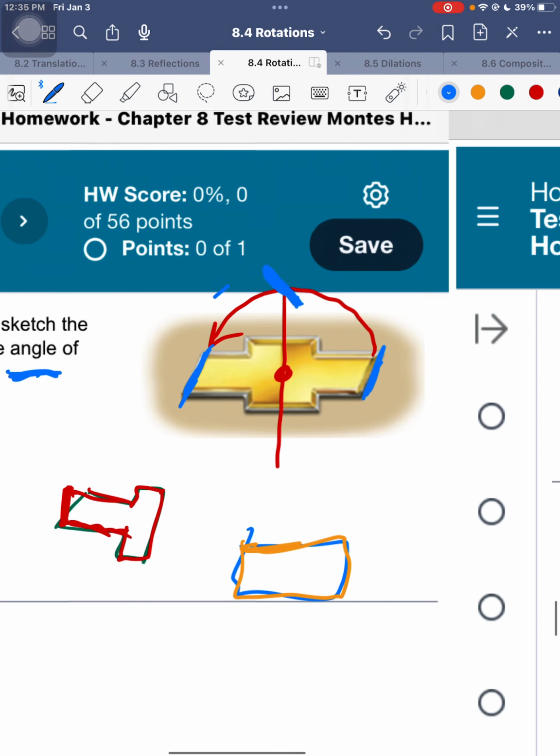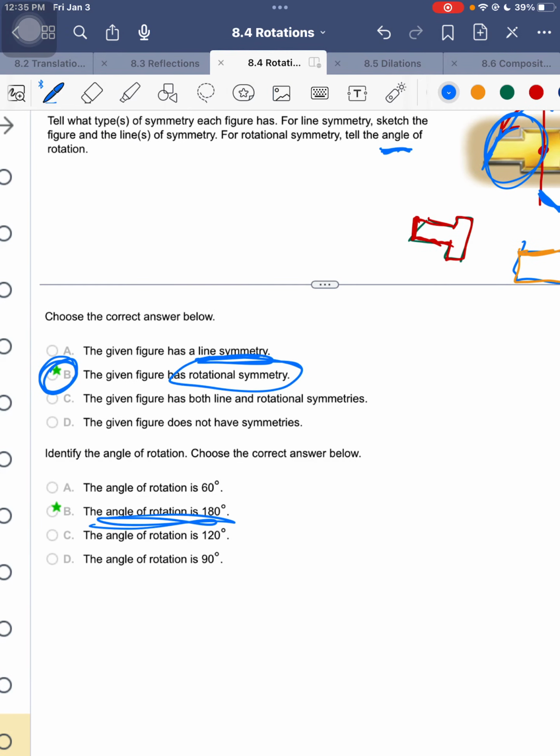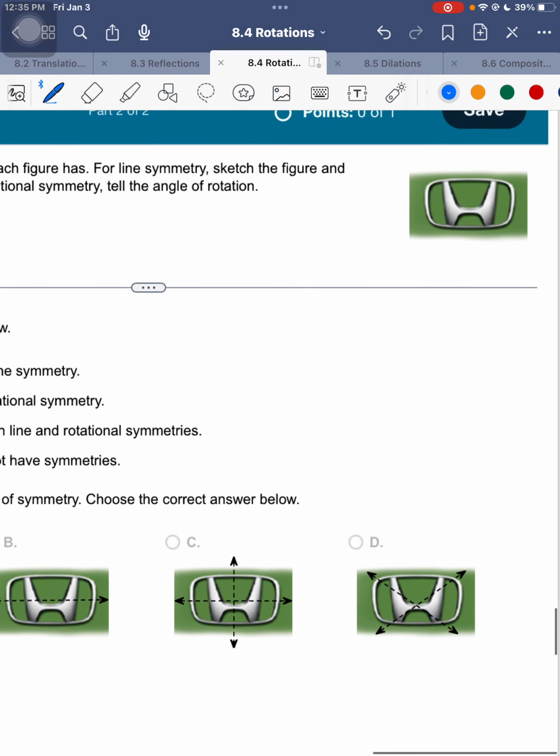And the angle of rotation, guys, if I rotate it just 90 degrees, is this the same image as this? Obviously not. If I rotate it 270, this would be down here. Is this the same image as that? No. So the only way I can rotate it is 180 degrees, okay? 180 degrees.